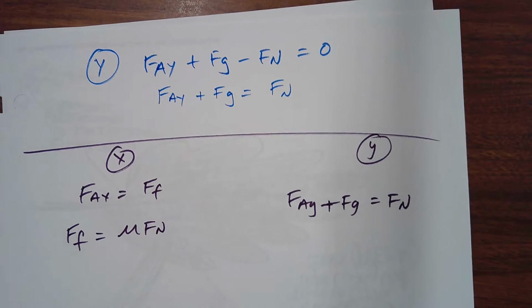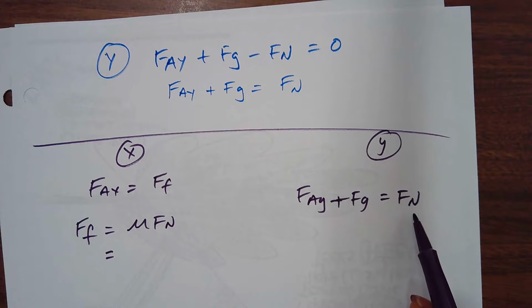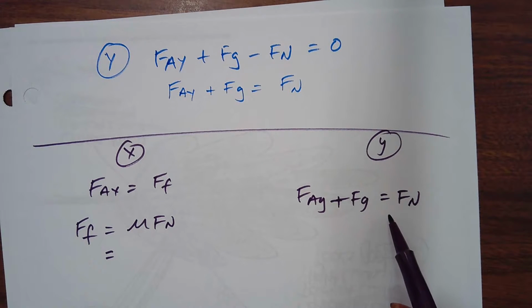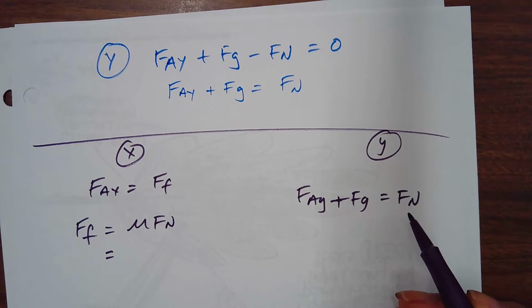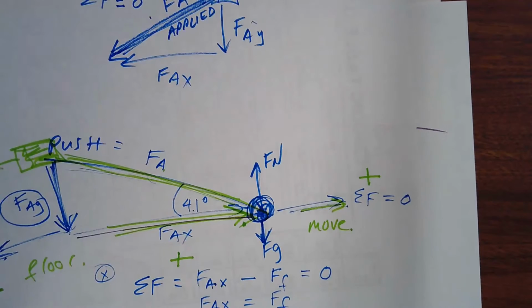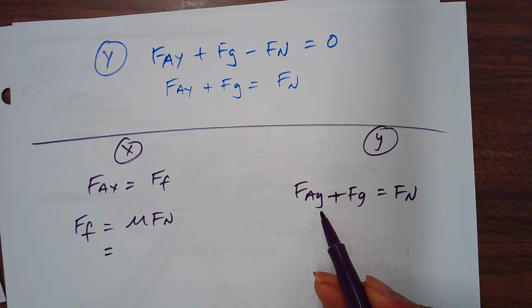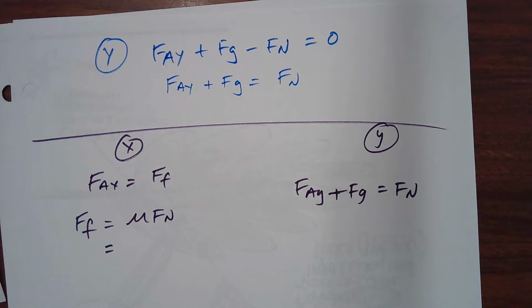Okay, but what is the Fn? We know the mu, it's given. What is the Fn in this case? We have to find it first, right? Fg equal to mg. Is Fg equal to Fn in this case? No, it's not. So now we have Fg. We have the mass, right? So Fg we can find, but can we find the Fay? Not yet, right?